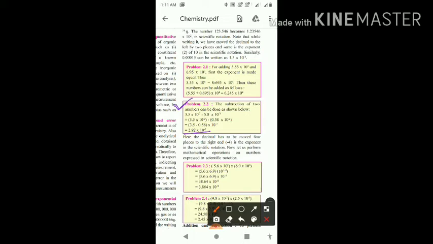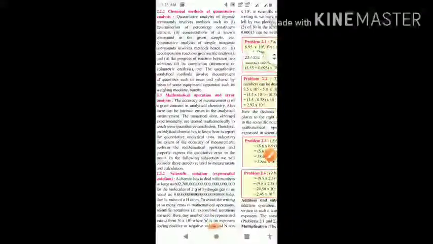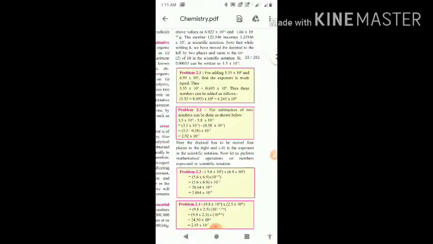Okay, so after this we are going to discuss some mathematical operations on the numbers which are already expressed in scientific notation. The use of scientific notation, or exponential notation, will help us to save our time and to avoid the unnecessary writing of zeros.